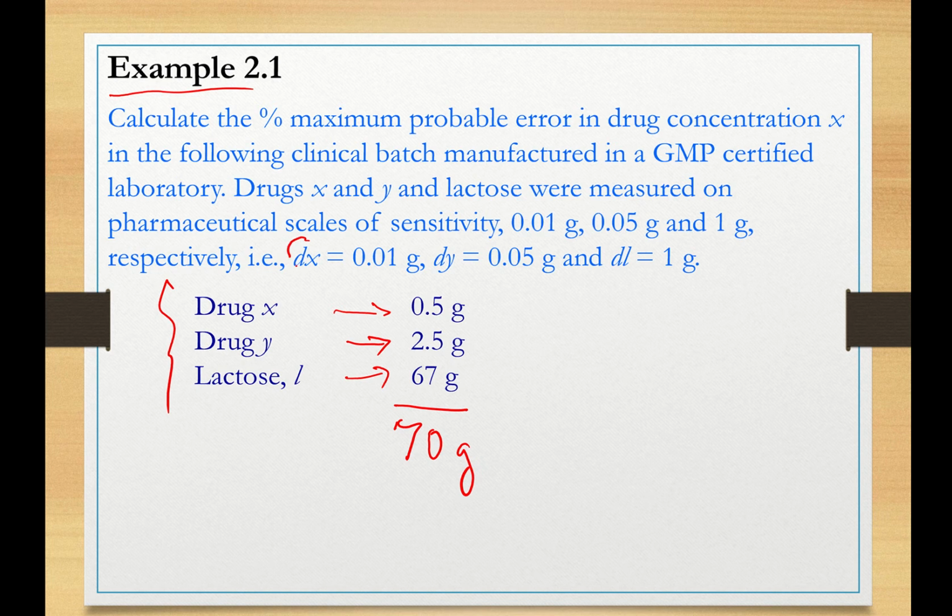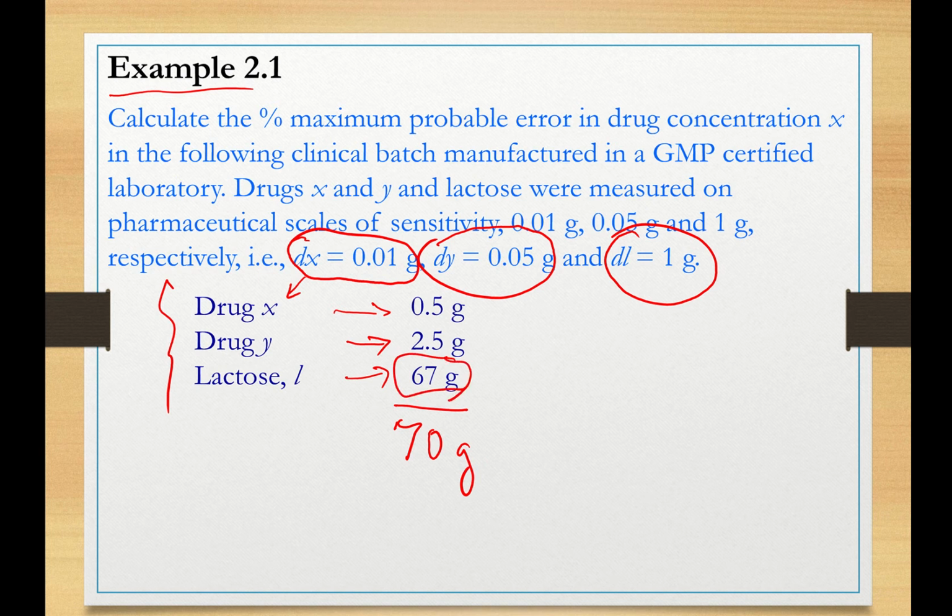Drug X is measured on a balance of sensitivity requirement 0.1 grams. Y is measured on a balance of sensitivity requirement 0.05 grams. And the lactose is measured on a balance of sensitivity requirement of 1 gram. It's a bigger quantity and we are using a less sensitive balance.